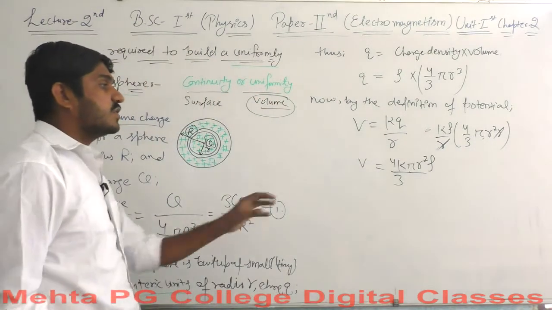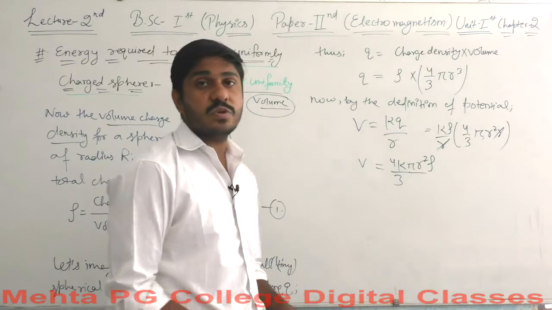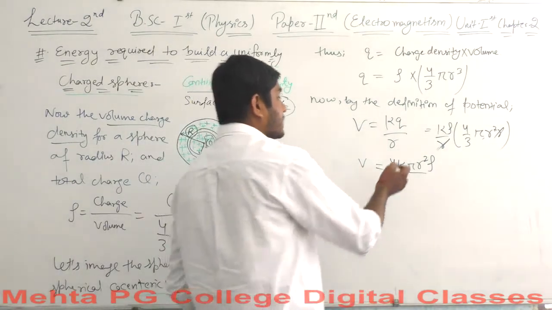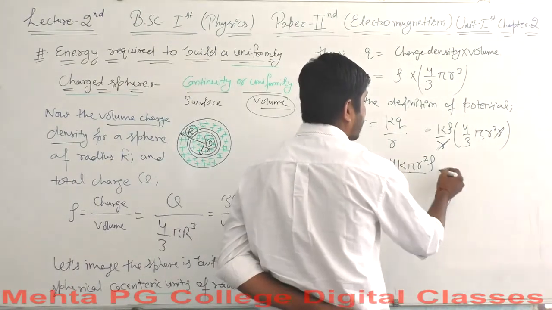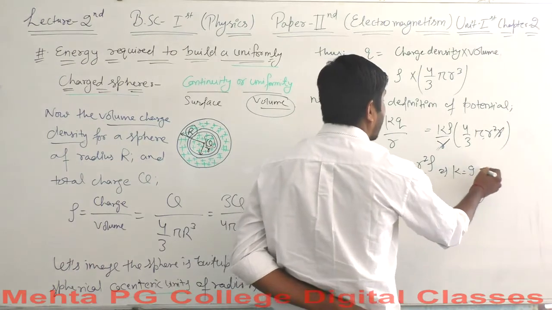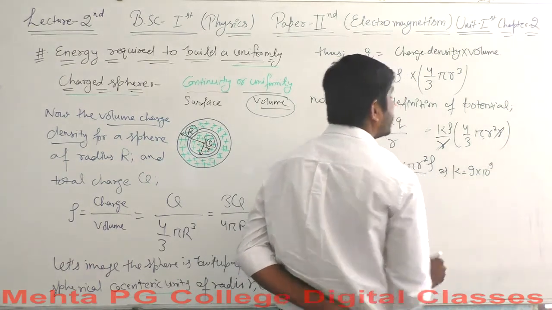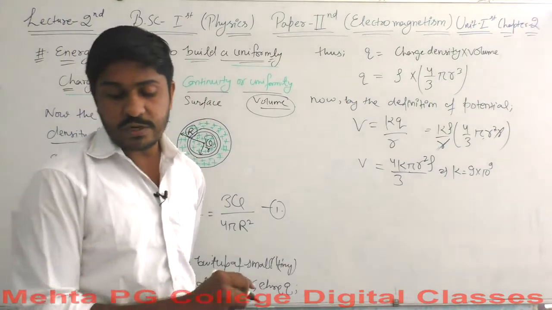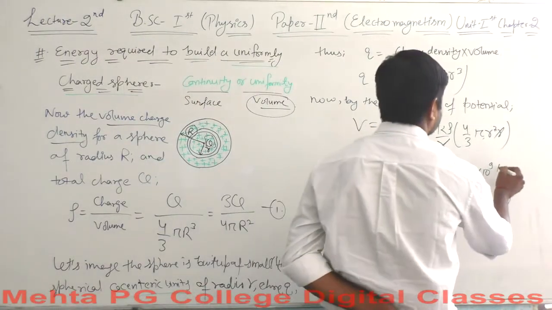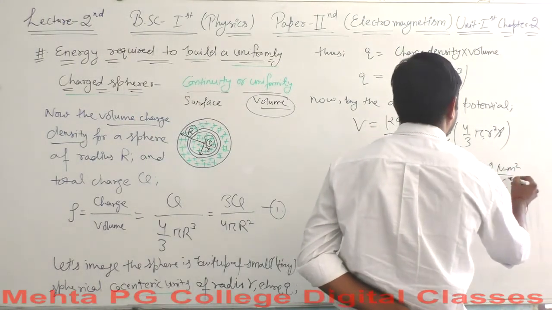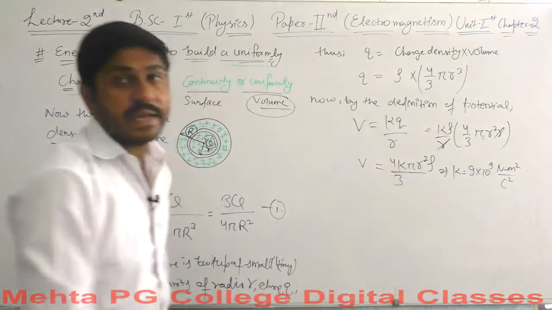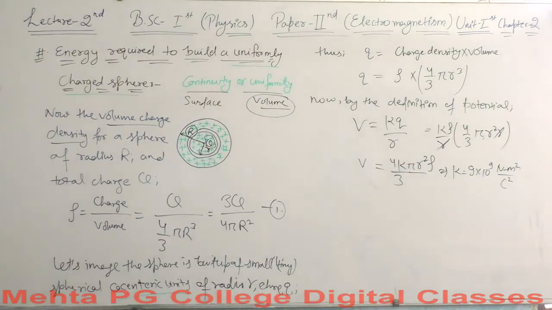So this is the value of potential here, and in the MKS system you know the value of K, where K is a proportionality constant, is equal to 9 into 10 to the power 9 Newton meter square upon Coulomb square. So this is the value of K here.